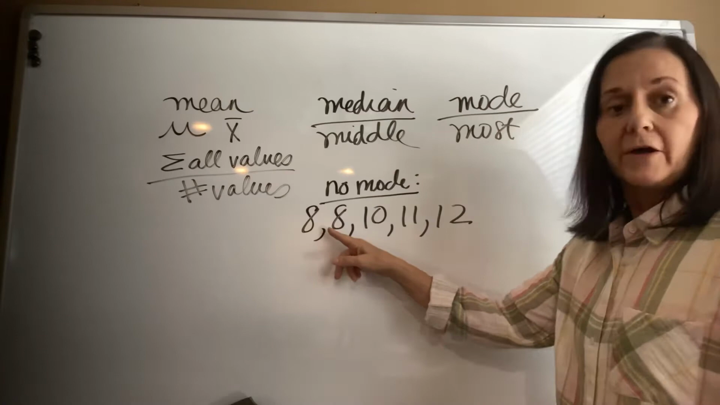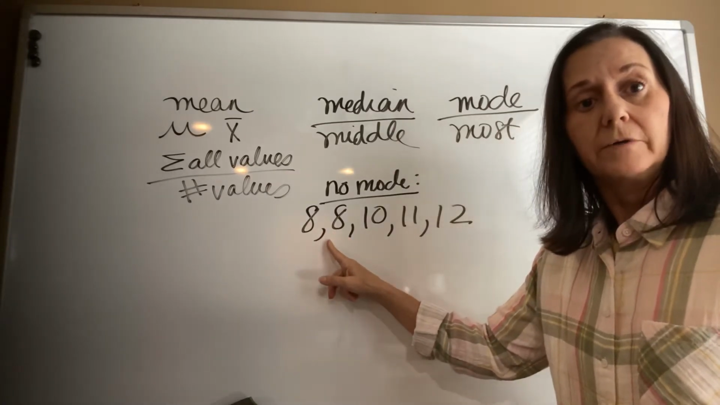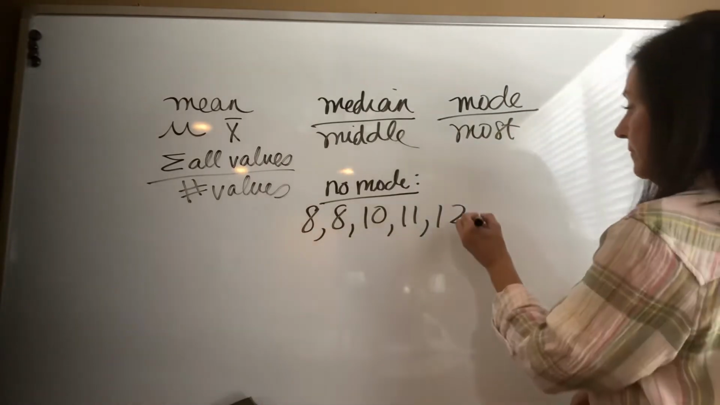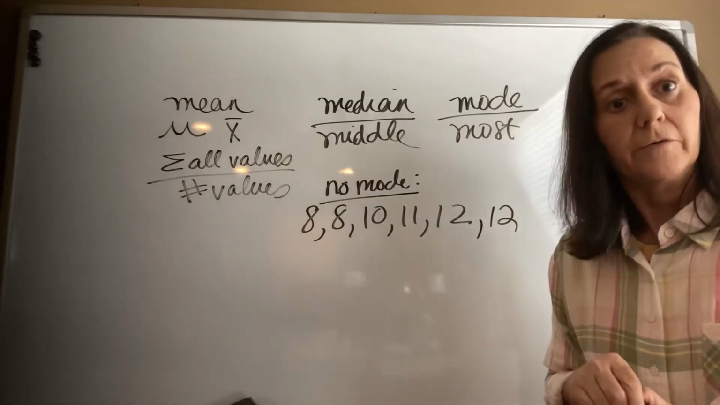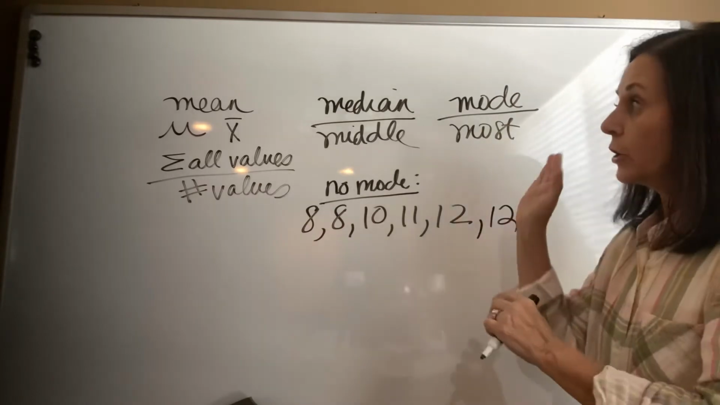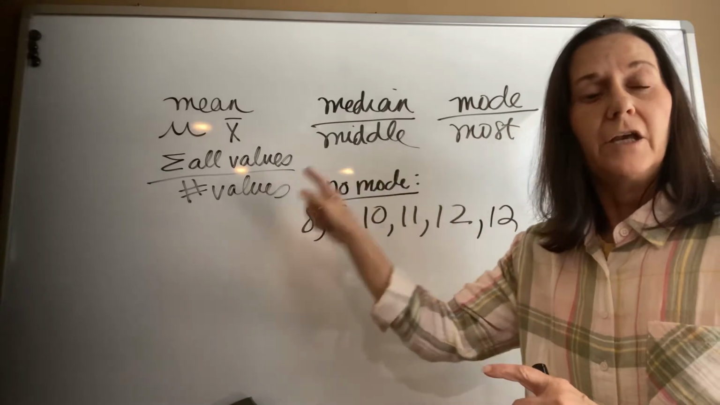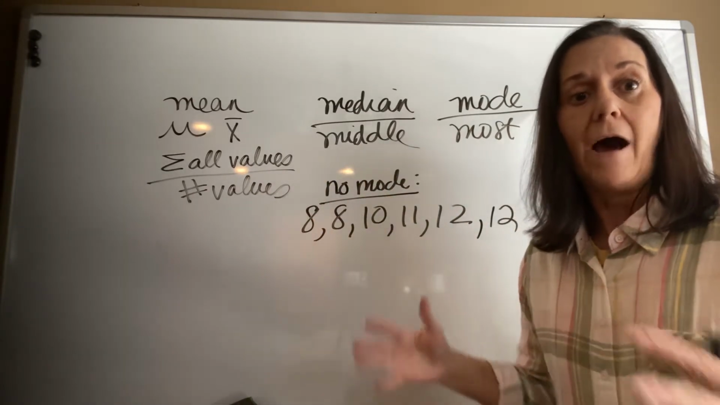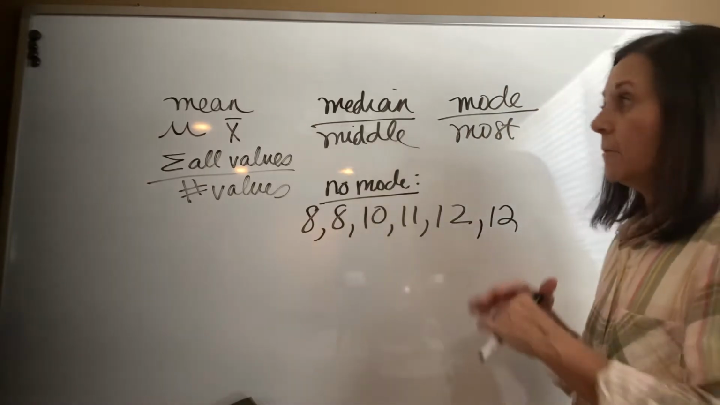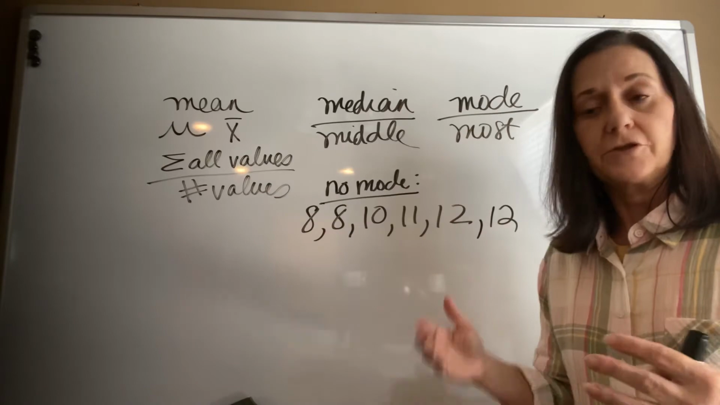There can be a single mode. This is a single mode. So 8 would be the mode. There can be more than one mode. So 8 and 12 would be your mode. Okay? So we're going to look at how these 3 are related when your data is evenly distributed about the mean. Okay? Because these 3 values will all be the same when we have a normal distribution.